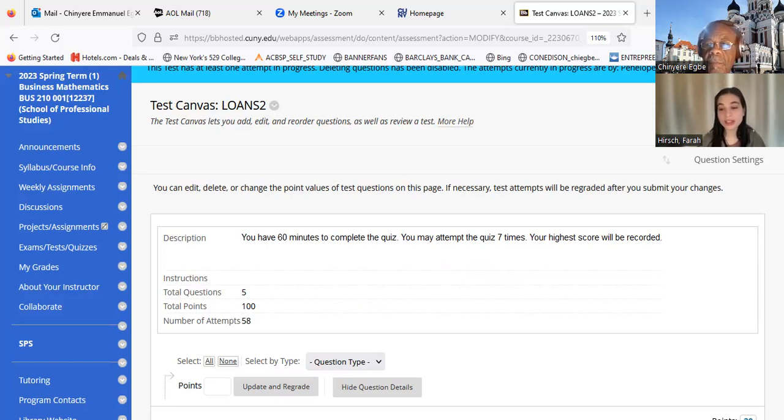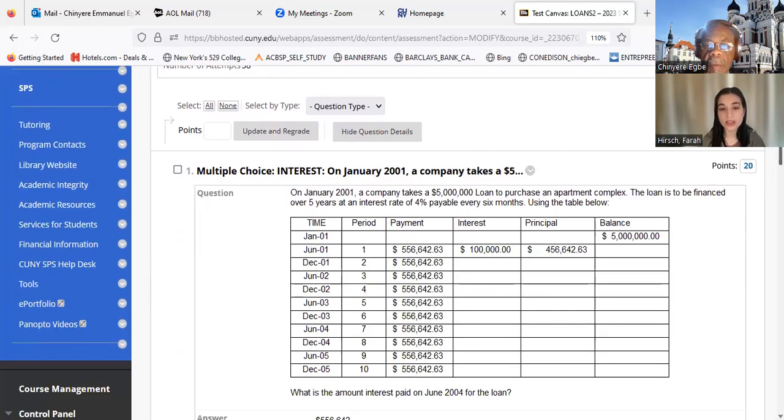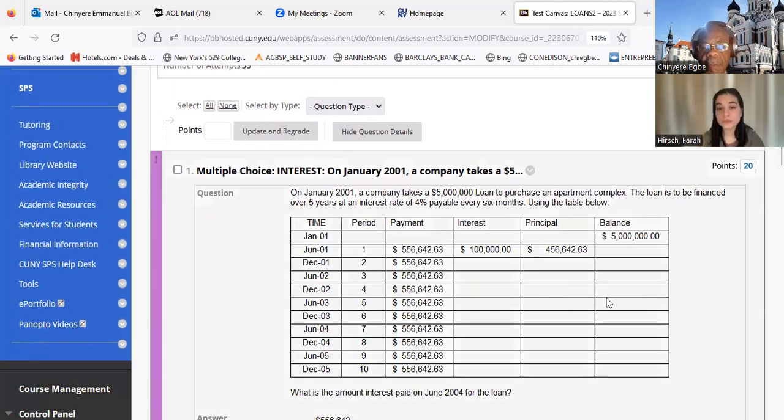In the meantime, can we do this problem from the quiz? Okay. So what you need to do, and I'm going to describe it first, and then I'm going to put it on the screen on the spreadsheet. It's very easy to do.